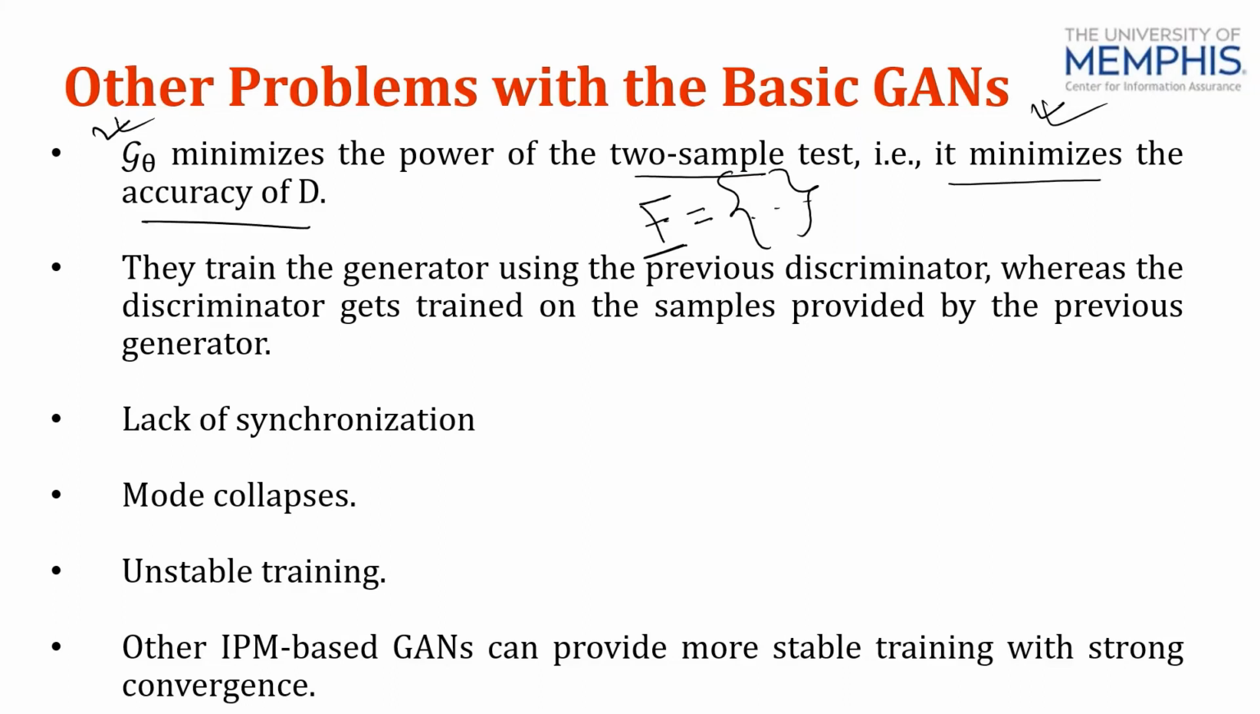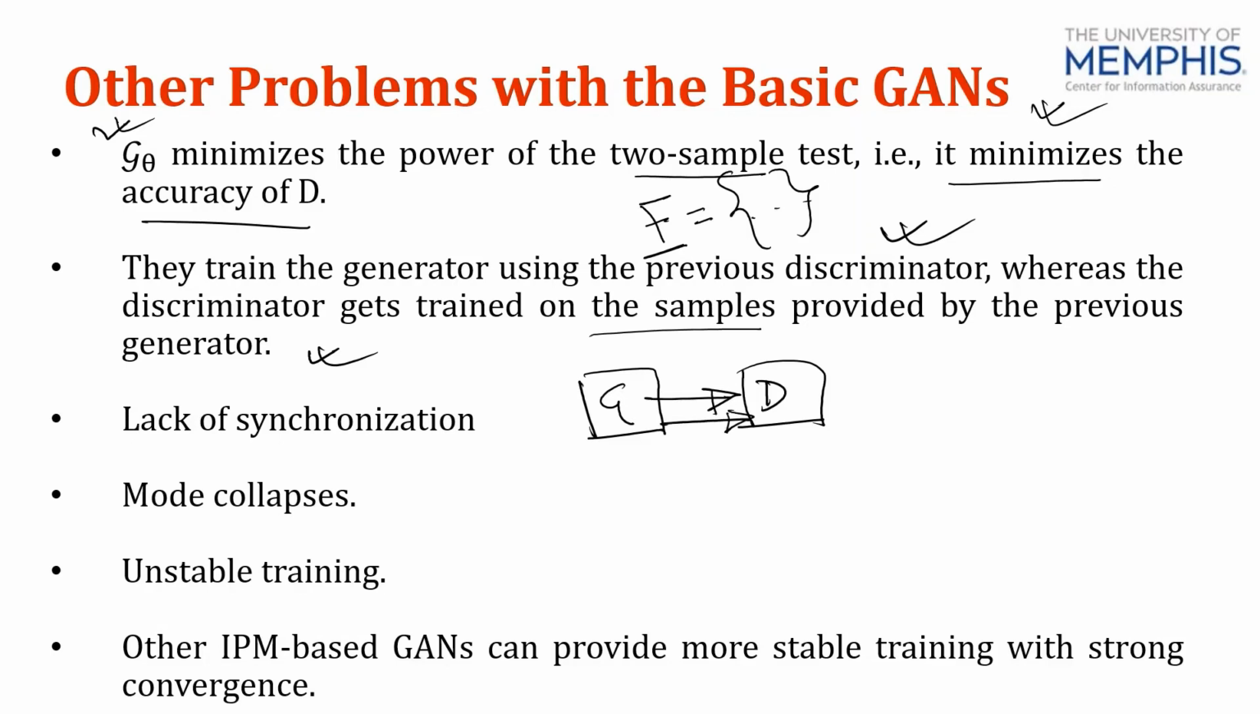Now, the generator of these basic GANs is mostly trained on the previous discriminator, whereas the discriminator is trained on the samples provided by the previous generator. While discussing the training of the generator and discriminator in a generative adversarial network, this was the generator and this is the discriminator. We mentioned that while training the generator, we fix the discriminator. That means there is no training on the discriminator. So this is an already trained discriminator. The job of the generator is to produce a lot of fake samples, and these fake samples will be judged by the discriminator.